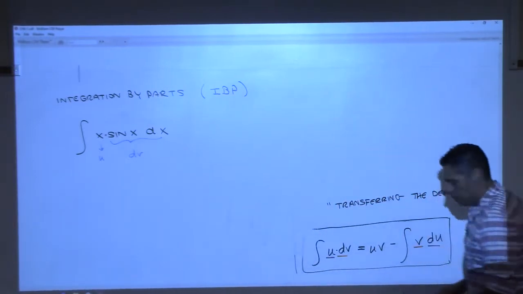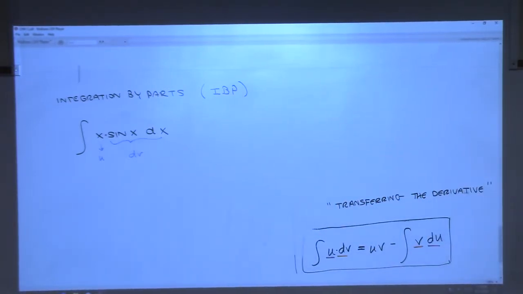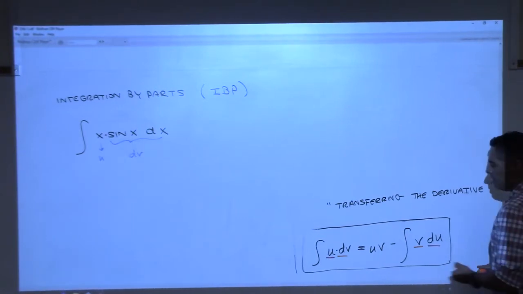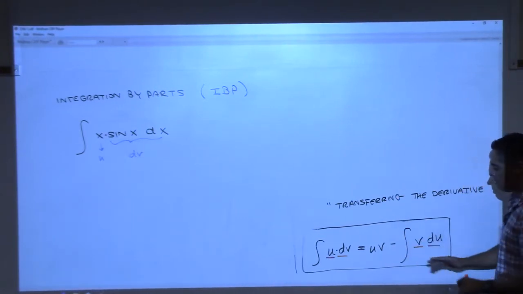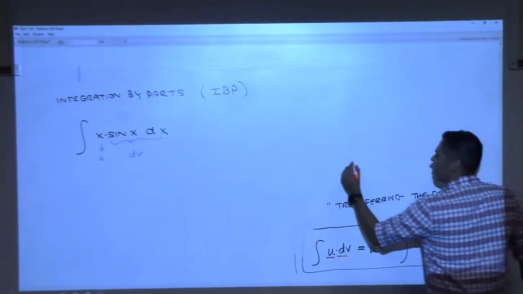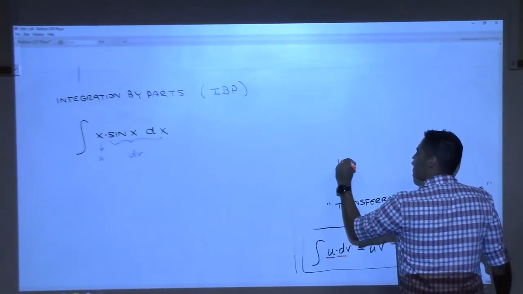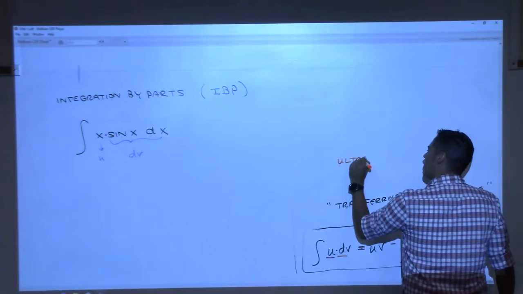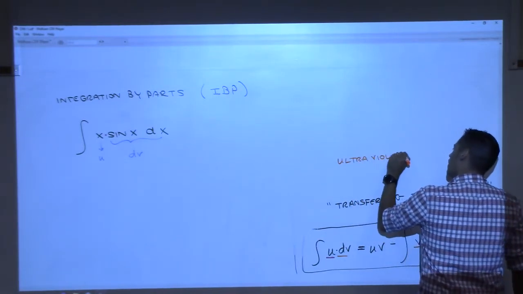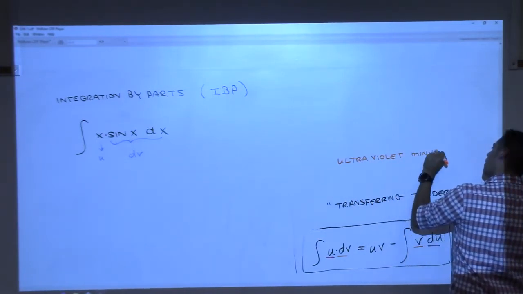Oh, I forgot the cute little name, the little acronym we can use. It's not an acronym, is it? Not really. It's just a little jingle that you can use to help remember this formula. All right, and it is ultraviolet minus voodoo.